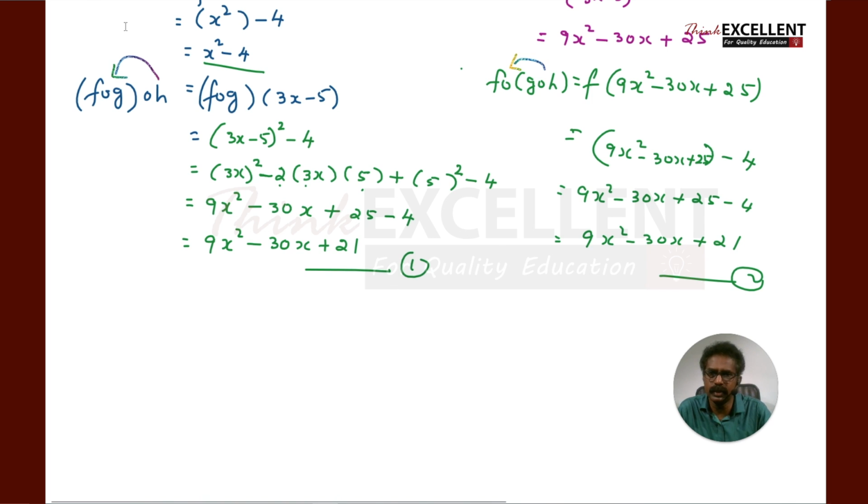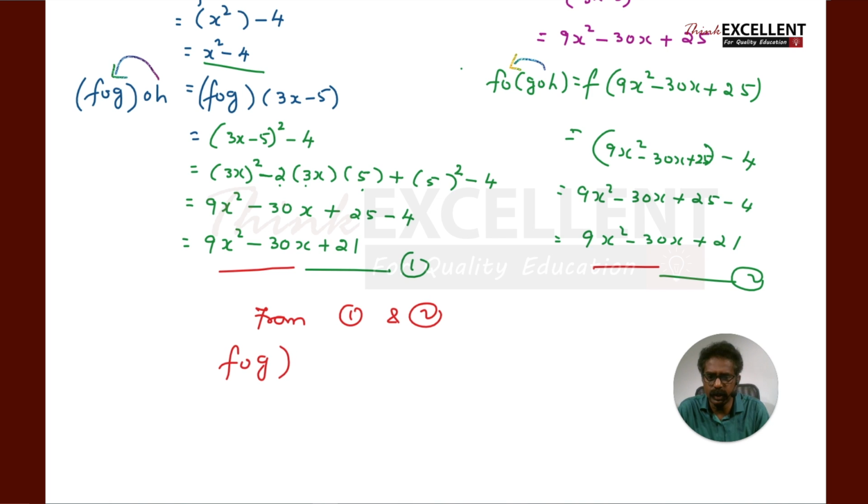Now we check it. Are they same? For the first one, 9x square minus 30x plus 21. For the second one also 9x square minus 30x plus 21. So what you can say? From 1 and 2, f composition g composition h is equal to f composition g composition h, verified. Both answers are same.